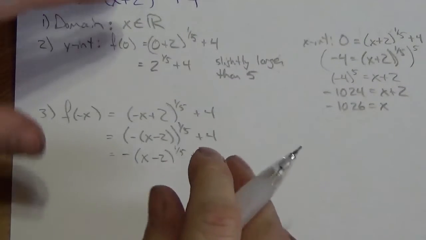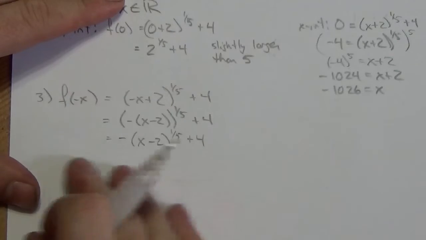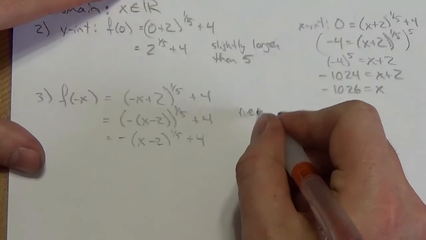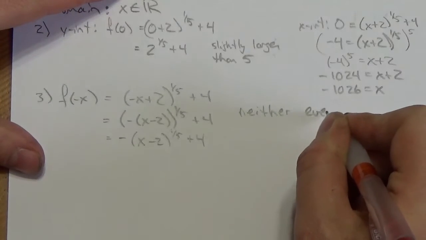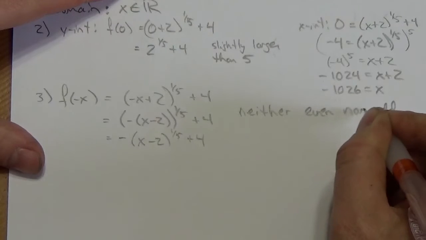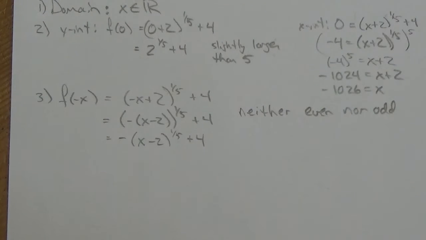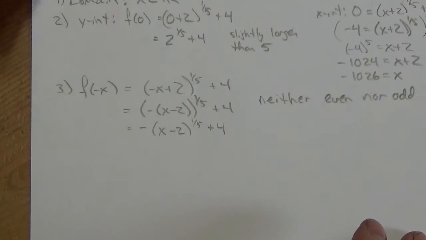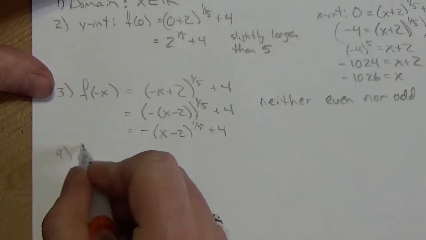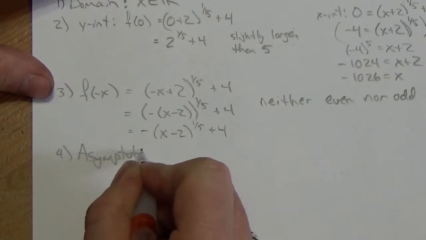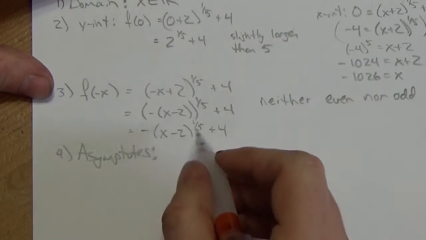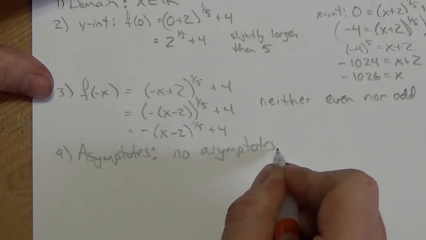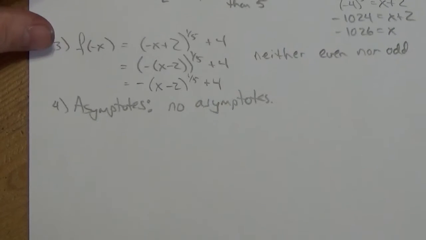Now notice that this isn't the negative of the whole function. This is also not a situation where the negative disappears. So this is neither even nor odd. So there's no nice symmetry the way I would like to see it. So be it, no big deal. Okay, now asymptotes. This is not irrational. There are no asymptotes. So that was easy. Kind of like it when that happens.